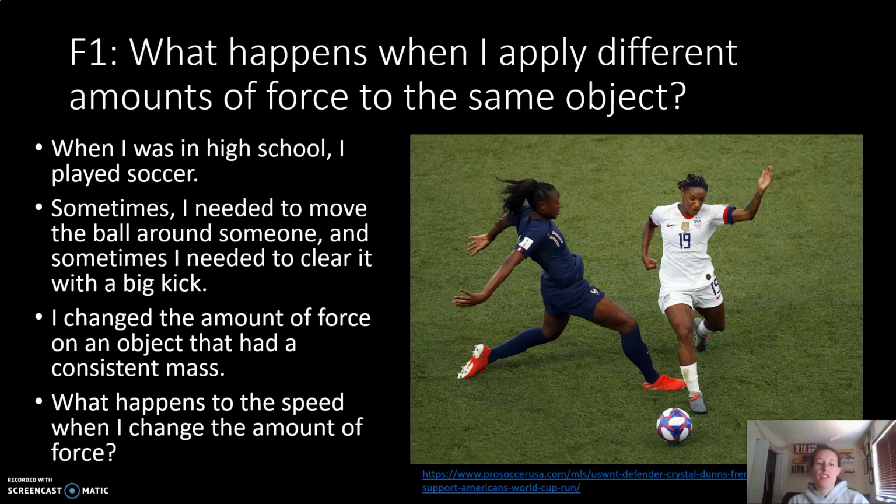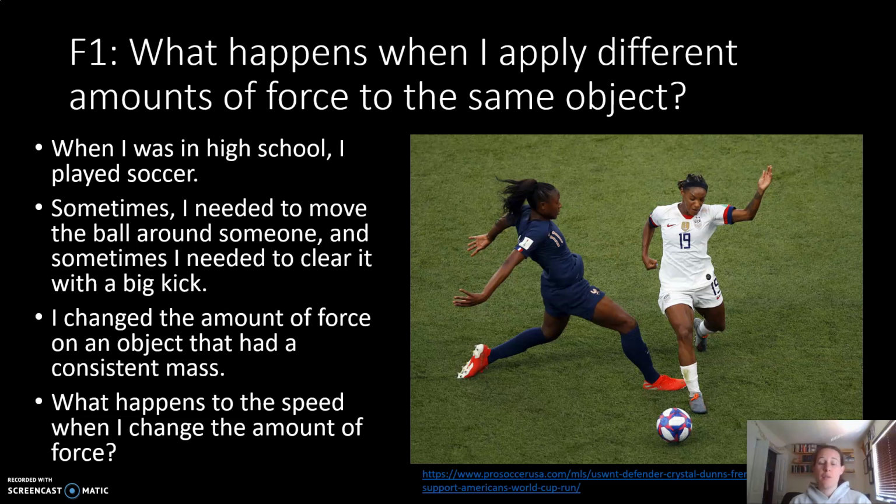There were times when I needed to move the ball around somebody, so I needed to kind of be gentle with it, and then there were sometimes I just needed to give it a big kick and get it as far away from me as possible. So in each of these instances, I'm using a different amount of force. For those small little kicks trying to get around somebody, I'm not using a ton of force, whereas that big kick to get it away, I'm using a lot of force there.